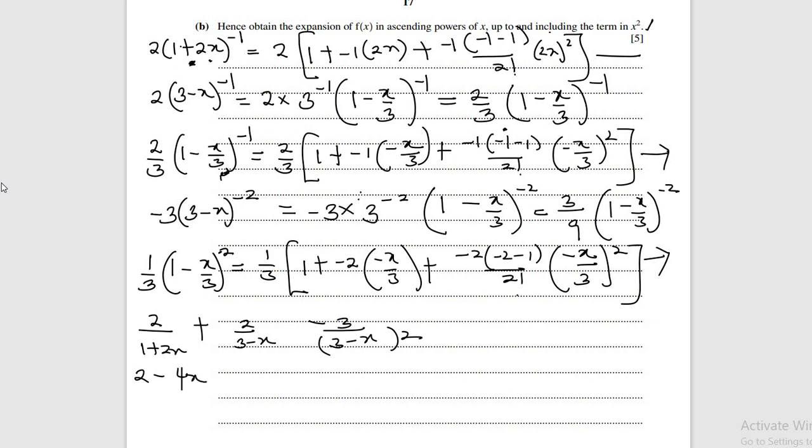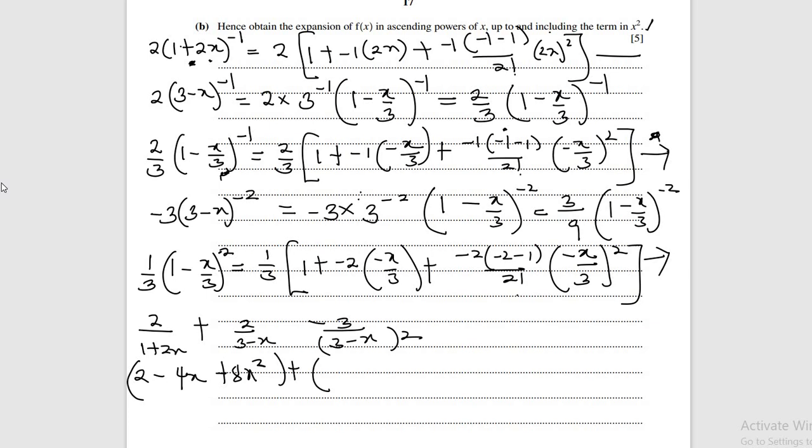That's 4x. Do your math. Minus 1 minus 1 minus 2 over 2 factorial times 2x squared, multiplied by the 2 outside, is going to give us 8x squared. This is for the first expansion. For the second one, this is the second one.